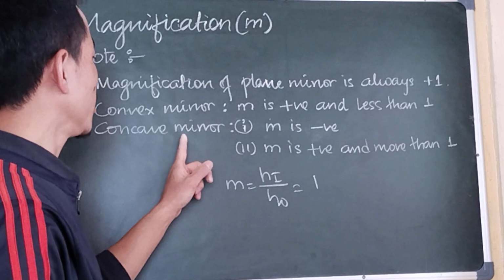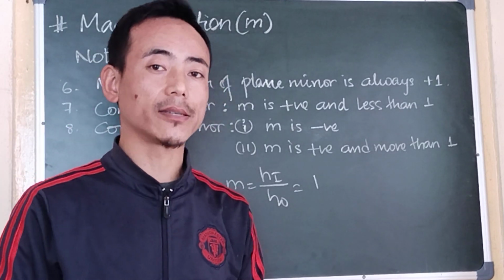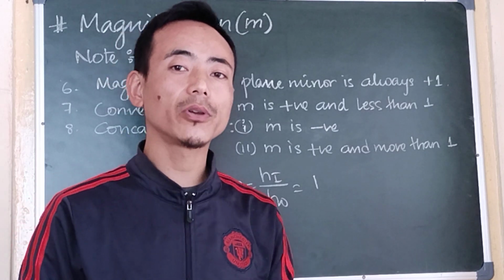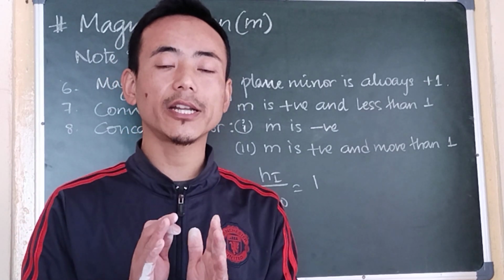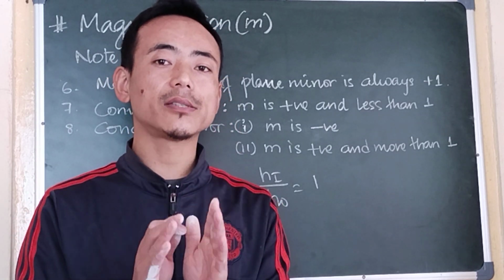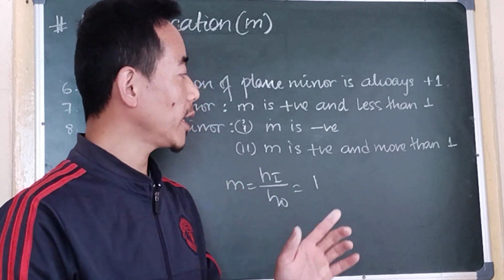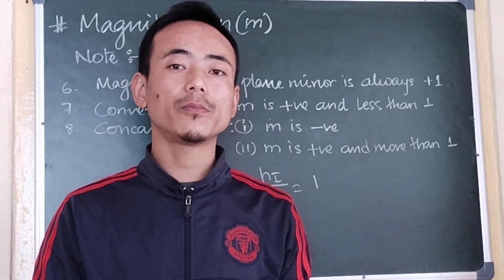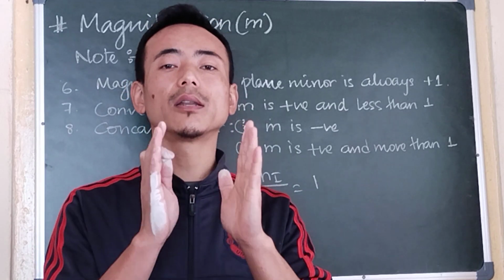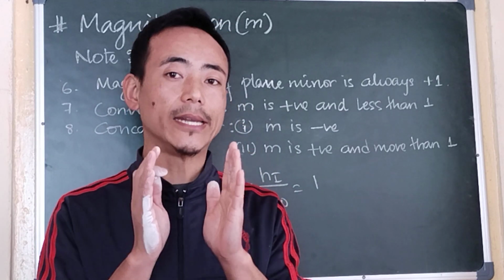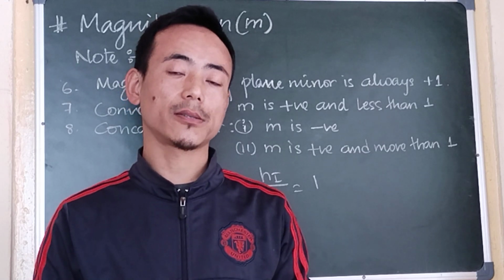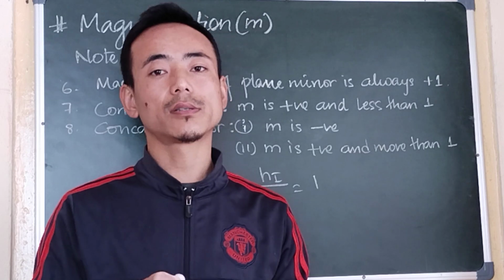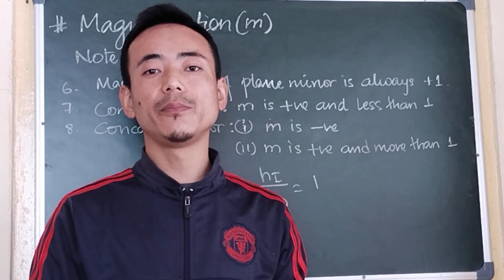Similarly for a concave mirror, now concave mirror has one special case. So for concave mirror, m is negative. Now why m is negative? Because concave mirror forms real and inverted image, and real and inverted image is formed in front of the mirror. So m will be negative in almost all the cases. But when the object is between the pole and the focus, concave mirror forms a virtual and erect image. So that is one special case.